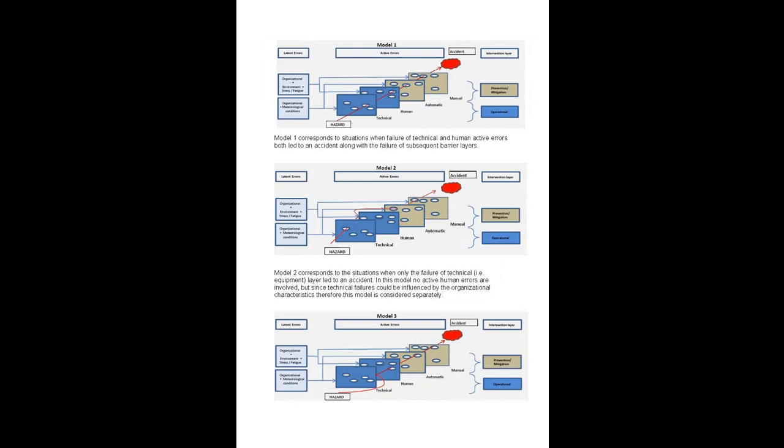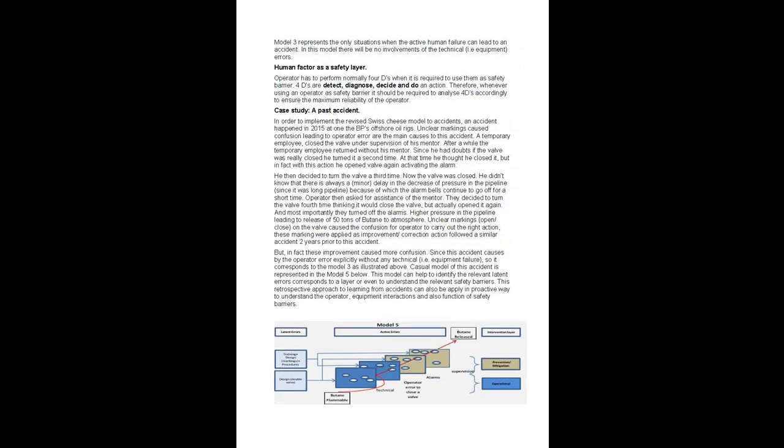Model 2 corresponds to situations when only the failure of the technical, that is equipment, layer led to an accident. In this model, no active human errors are involved, but since technical failures could be influenced by organizational characteristics, this model is considered separately. Model 3 represents the situations when only active human failure can lead to an accident. In this model, there will be no involvement of technical, i.e. equipment, errors.